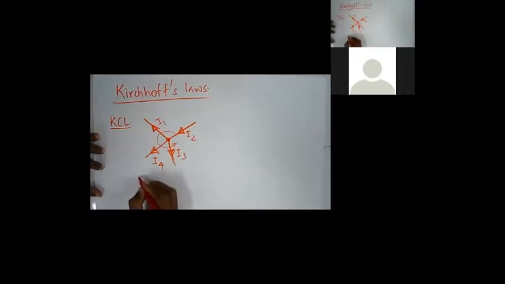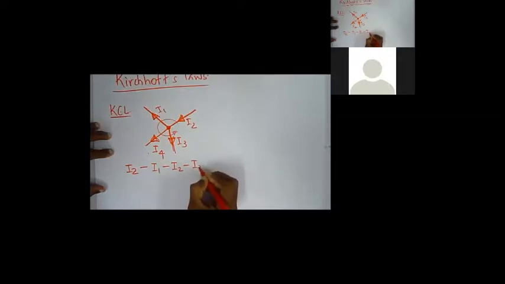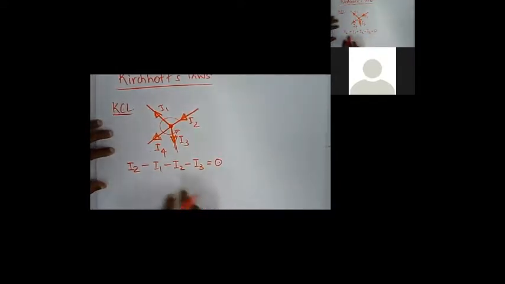junction. So I have to give a sign notation. Let's take the current coming to the junction as positive. If I write the arithmetic sum, only I2 becomes positive because that is the only incoming current, and there are three leaving currents from that point. So I2 minus I1 minus I3 minus I4 equals 0, which is what Kirchhoff's current law states. Or in simple words, I2 equals I1 plus I3 plus I4.